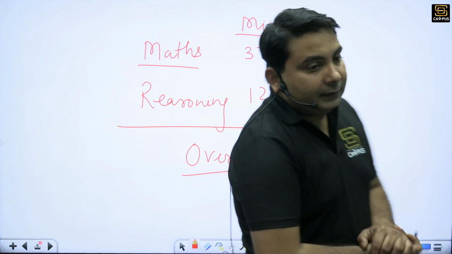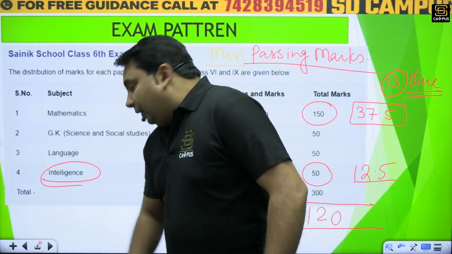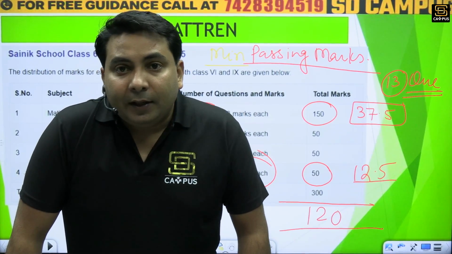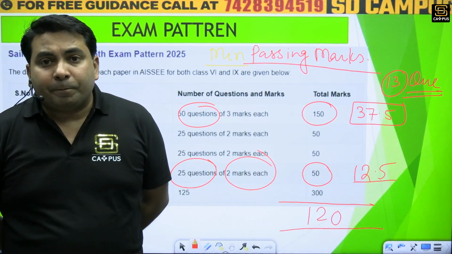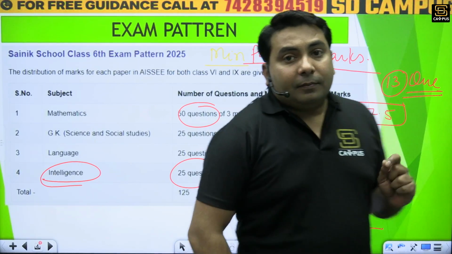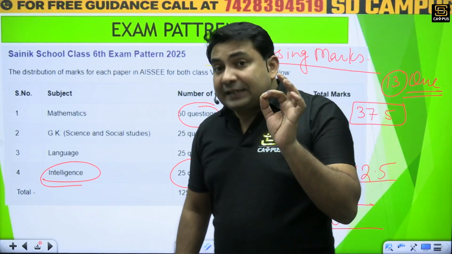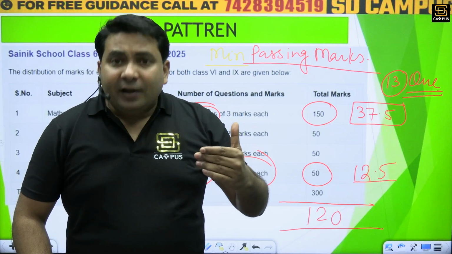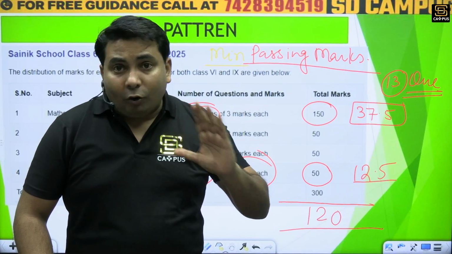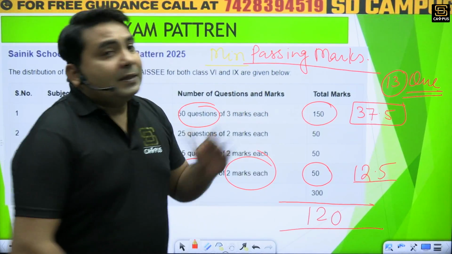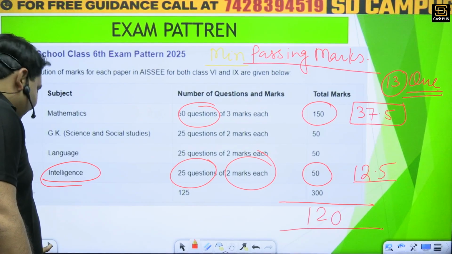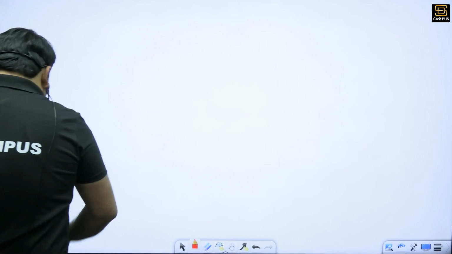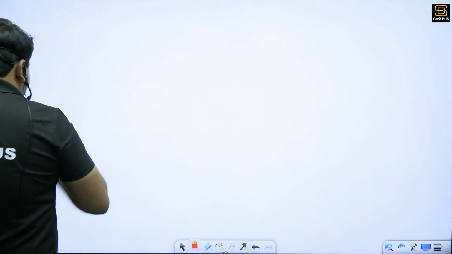But if you get the minimum passing marks, it doesn't mean you are selected. Qualifying marks doesn't mean you are selected. It means that you are eligible for the next step. Okay, got it? If you cross this hurdle, your next hurdle is cutoff marks.